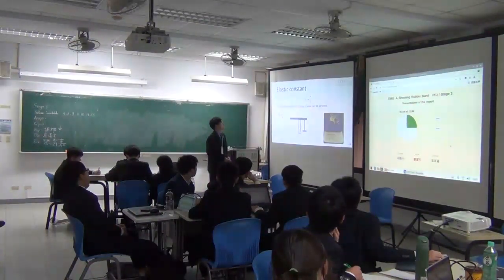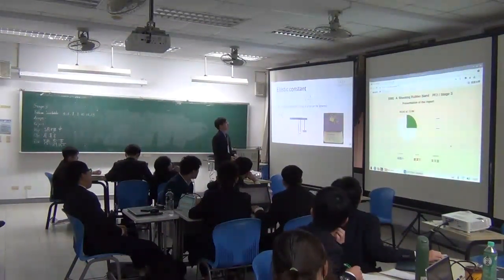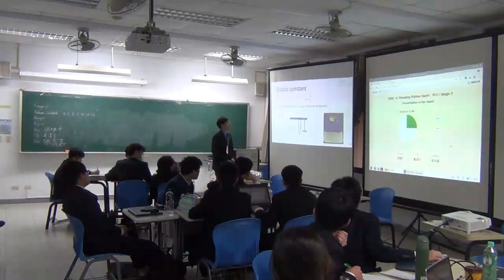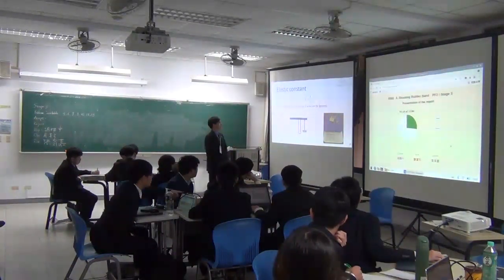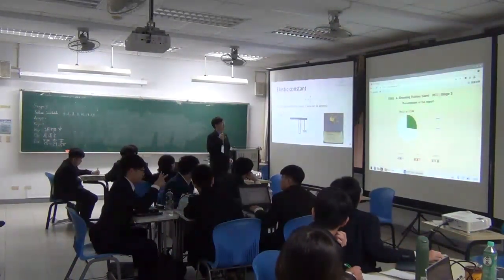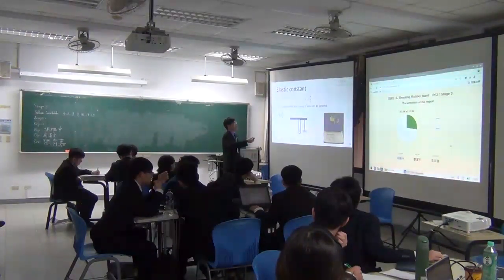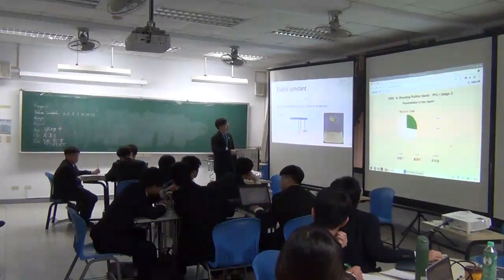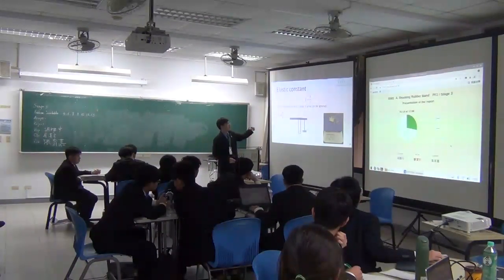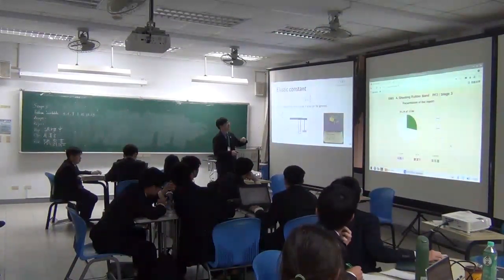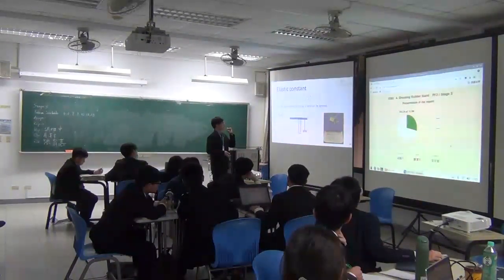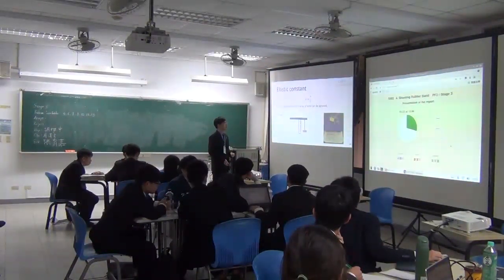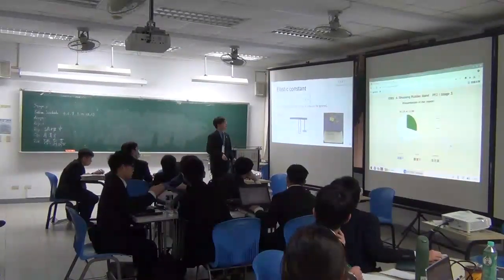Now we can try to measure the elastic constant. The elastic constant would be proportional to A over L. In the experiment, the change of area can be ignored because the area of the rubber band is too small, so we can use K proportional to 1 over L to do the proof.